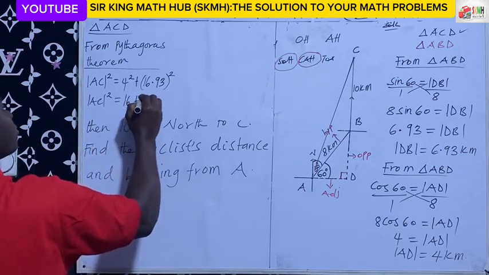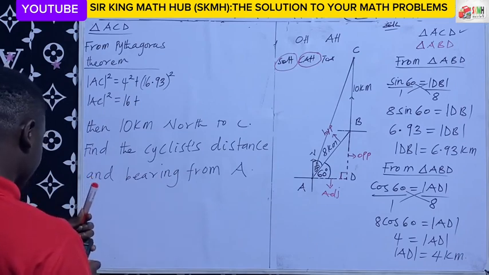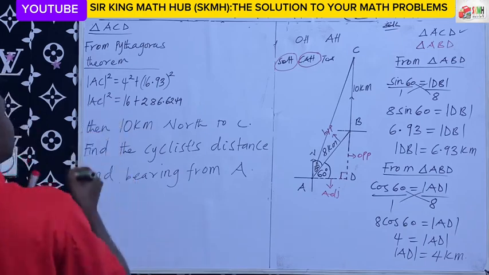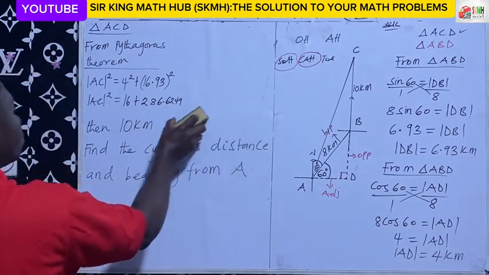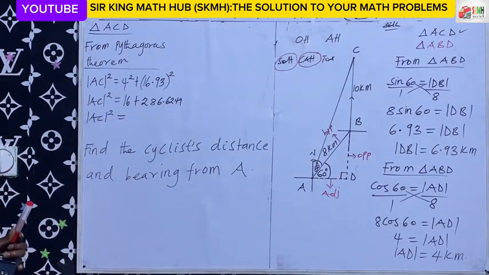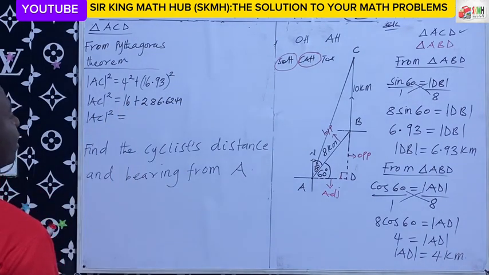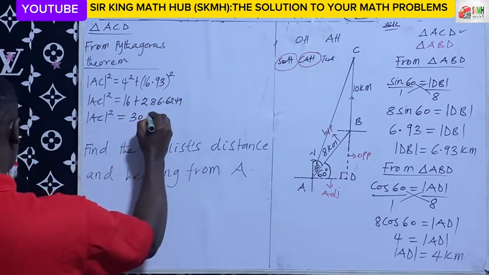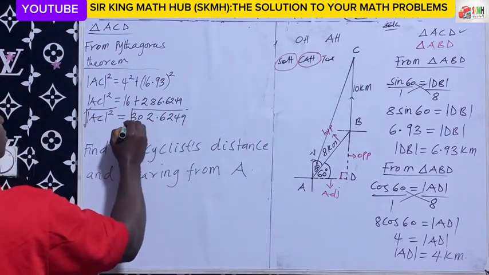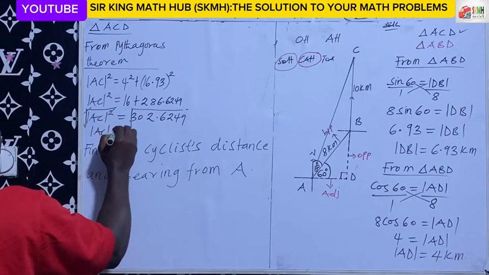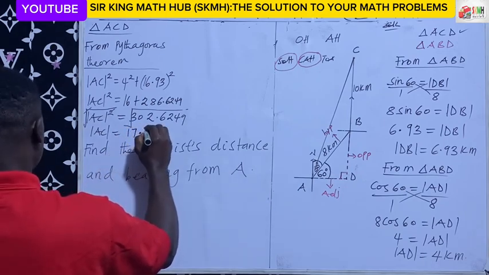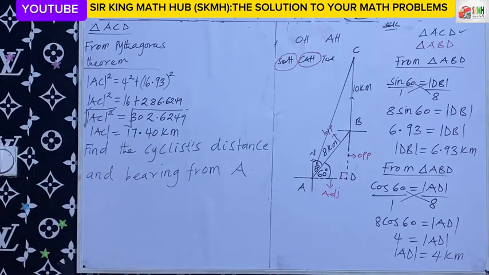So AC squared, 4 squared is 16. And then 16.93 all squared is 286.6249. So the length of AC squared, 16 plus 286.6249, is 302.6249. We are looking for AC, not AC squared. So we take the square root on both sides. Then the square root and the square will cancel out, leaving AC is equal to the square root of 302.6249, to 2 decimal places, 17.40 kilometers.